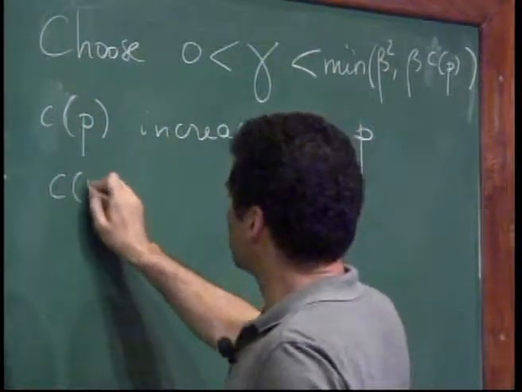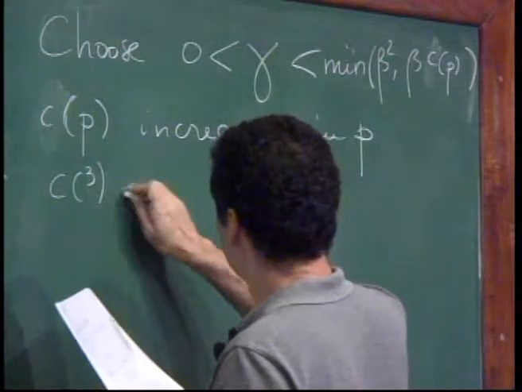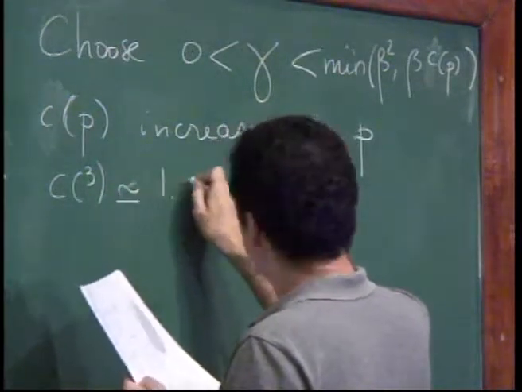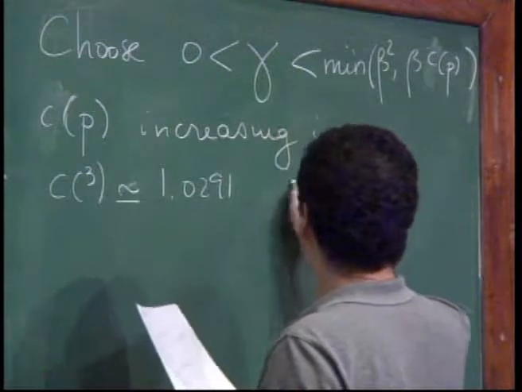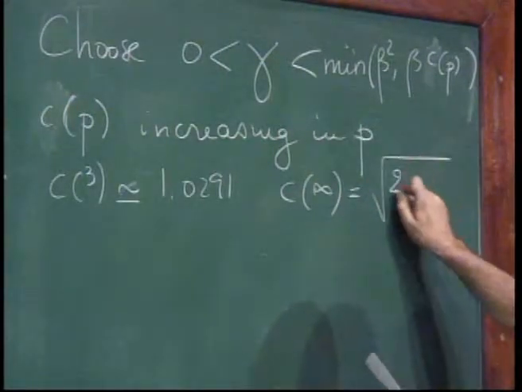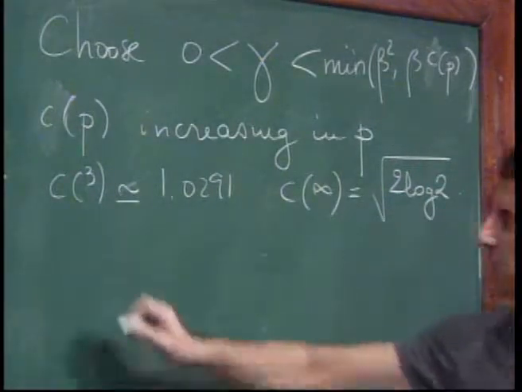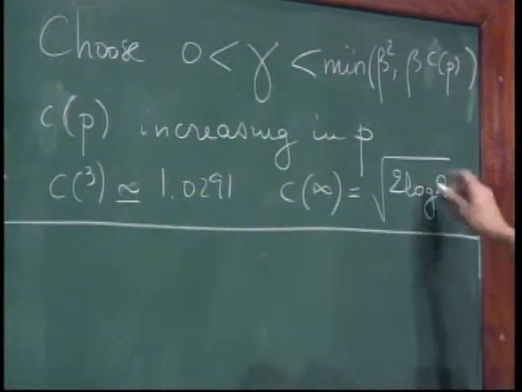And C of 3 is roughly 10291. And C of infinity is, of course, square root of 2 log 2, which is the value for the REM theorem, as we will see. Okay, so you have this number C, depending on p.